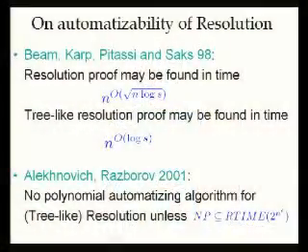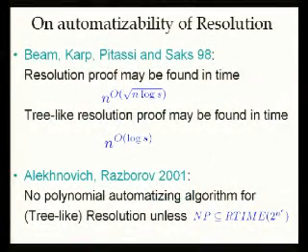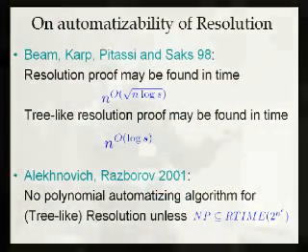And there are several non-trivial automatizability algorithms. An algorithm for general resolution allows to find a proof of size approximately exponent of square root n. And for tree-like resolution, it's possible to find a proof of quasi-polynomial size.